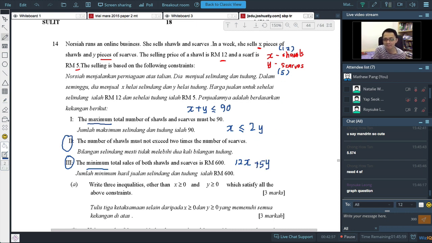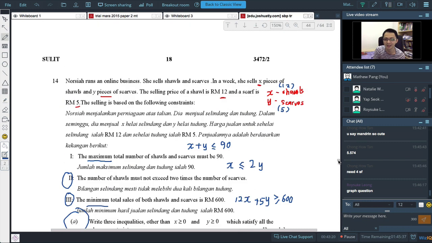Alright, this is something very important. Then, of course, I will need to draw it out. But then 600 is a very big number. Oh, but it's still fine. Okay, so after you have these three inequalities, you can easily get the 3 marks for part A, which asks you to write the 3 inequalities. Then what we do next is we have to draw the graph.